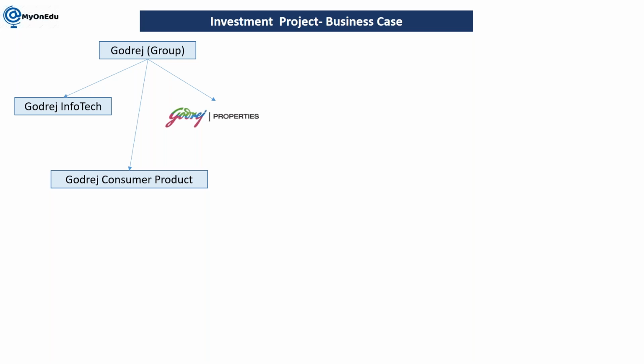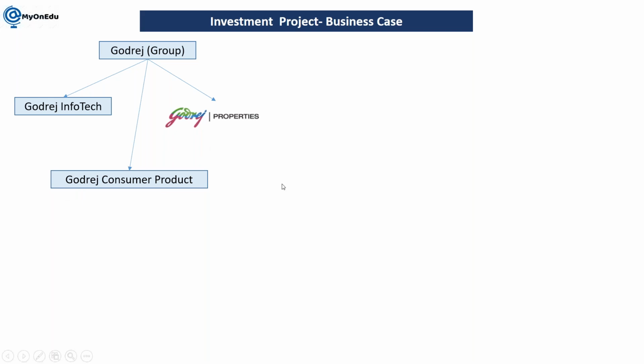Okay, so just take one example. Here I have taken the example of Godrej Group. This Godrej Group has different subsidiaries. I think it is a group of 100 different companies, legal companies. So here, the Godrej company has different subsidiaries. Godrej Infotech is one company, Godrej Consumer Products is another company, and Godrej Properties is another company.